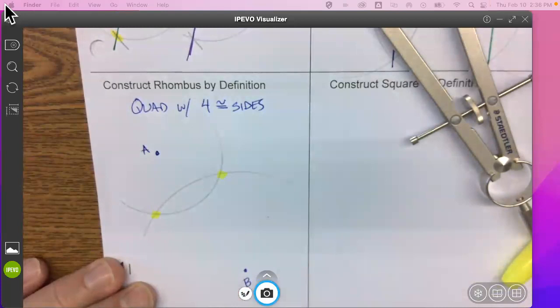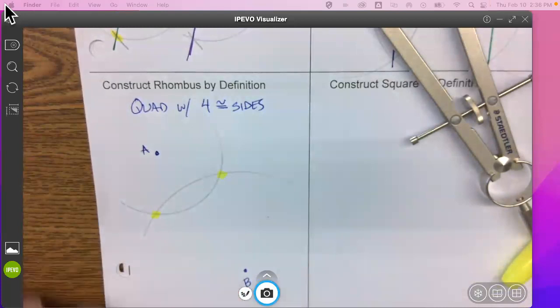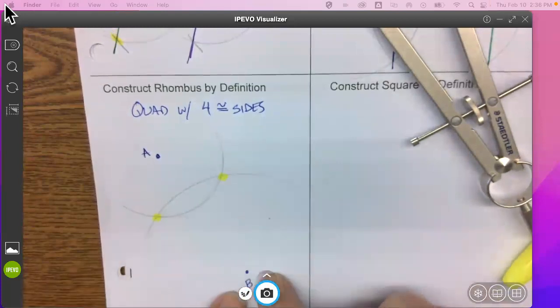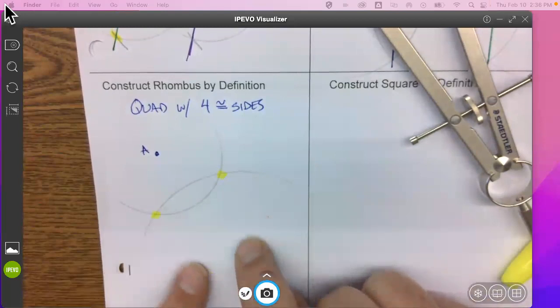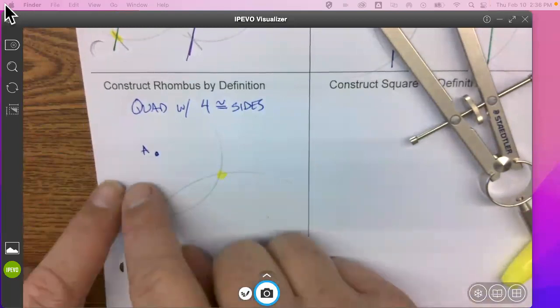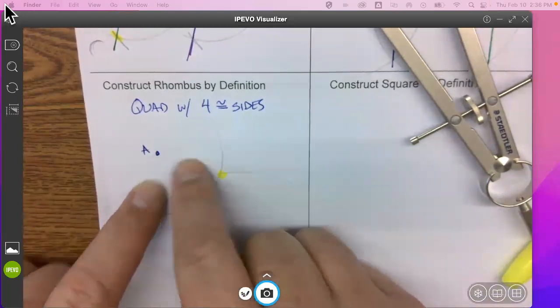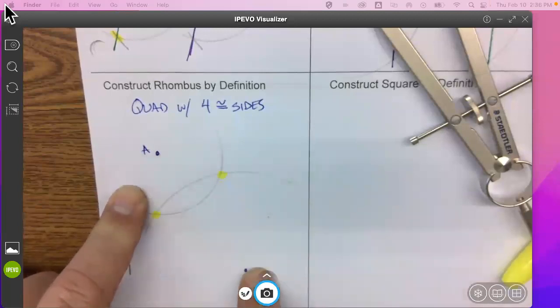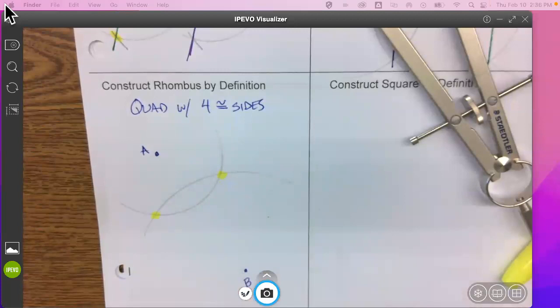Oh, no. I've done this wrong. What did I do wrong? Are both of these points the same distance from point B down here? They sure are. Are both of these points the same distance from A? Yeah. But is this point the same distance from A as it is from B? No, that's where my mistake is.